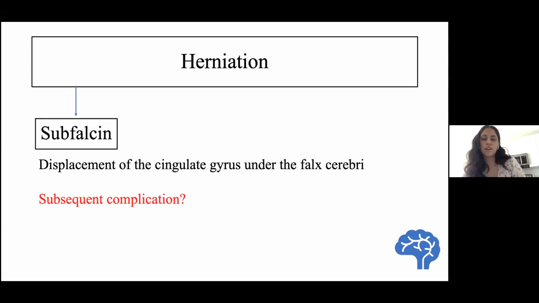Subfalcine herniation is displacement of the cingulate gyrus under the falx cerebri. And what are some consequences of this type of herniation? Think back to anatomy. What vessels can be affected if you have this type of displacement?